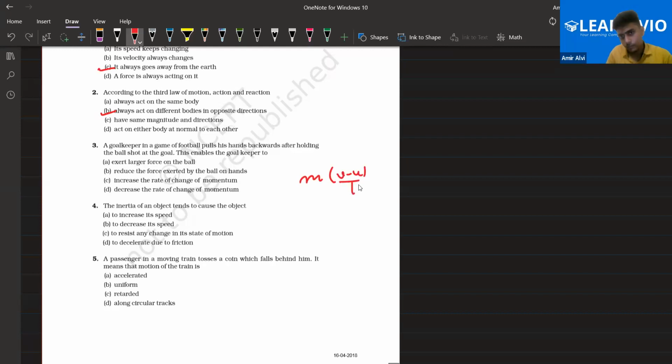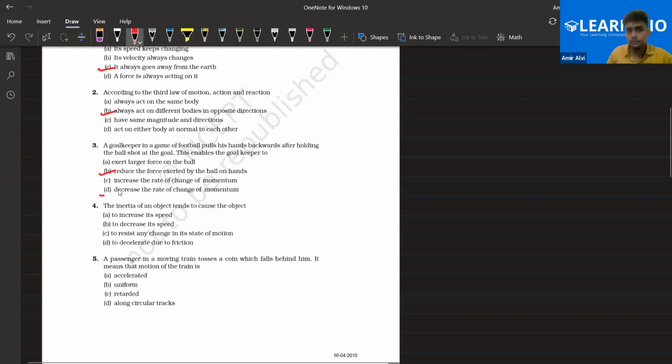Yes, sir. This is the rate of change of momentum. This is nothing but acceleration, m into a. This is what equals force. So it is saying that decrease the force, right? So both the B and D options are correct in this case.